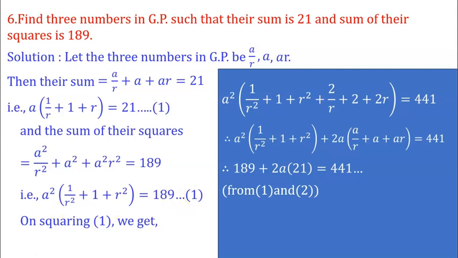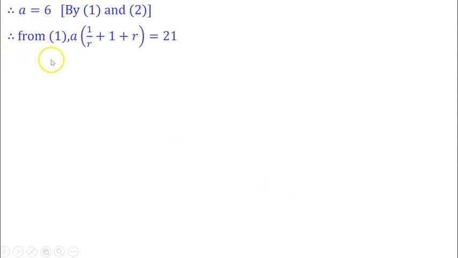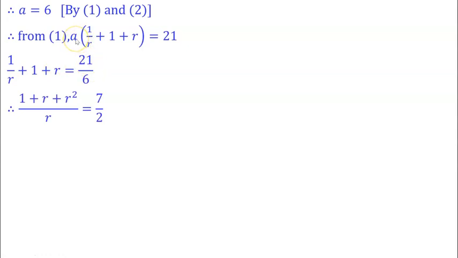Here, expression number 2 gives 42a is equal to 441 minus 189. Their subtraction is 252. And next, therefore a is equal to 252/42. Then you will get a is equal to 6. Now substitute the value of a here. If we substitute a is equal to 6, then the next will be 1/r plus 1 plus r. If we take this 6 to the right-hand side, then it will divide 21. Therefore 21/6 is 7/2.